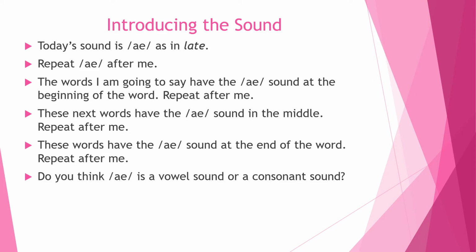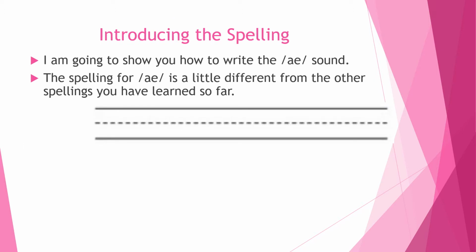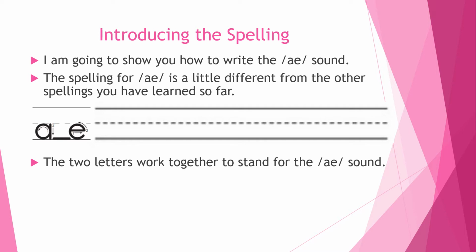Do you think A is a vowel sound or a consonant sound? A is a vowel sound. This sound is made with an open mouth with the air flowing through your mouth. I'm now going to show you how to write the A sound. The spelling for A is a little different from other spellings that you have learned so far. You notice there is an A, but then there is a space, then an E. The two letters A and E work together to stand for the A sound.